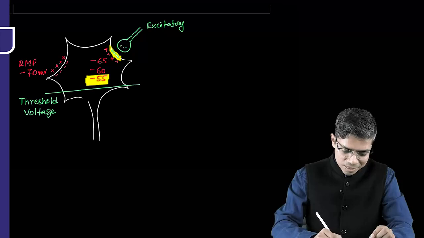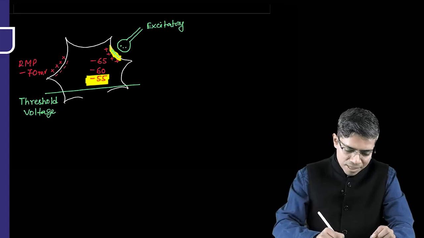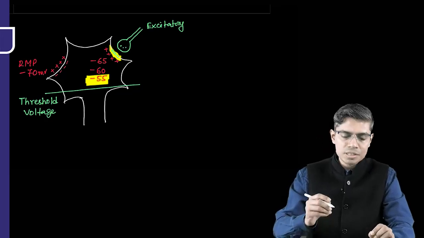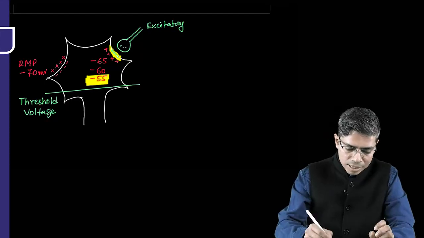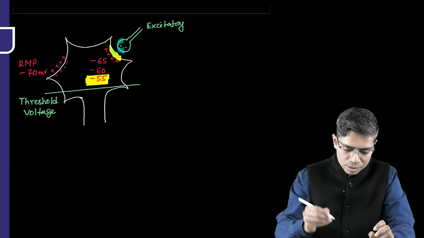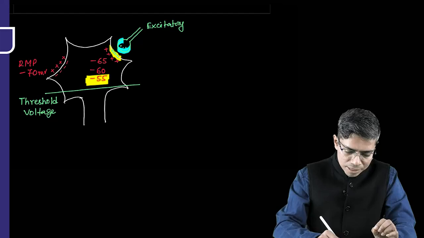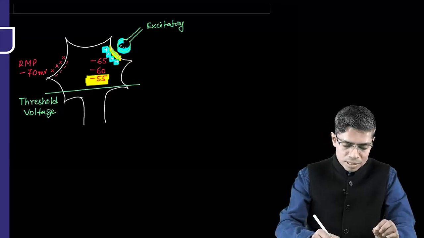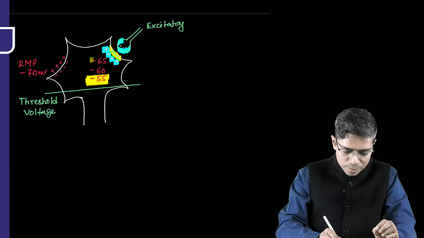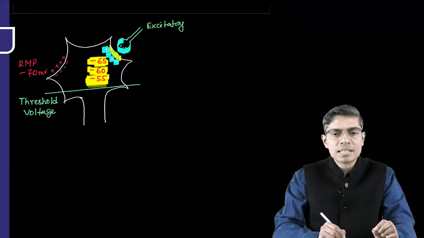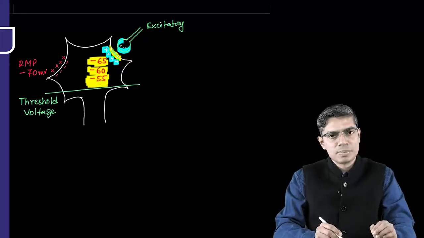Threshold voltage means if you cross this threshold voltage, the action potential is going to be generated. But how? Just look at what I told. Whenever one neuron is giving stimulation on the cell body or dendrites, the postsynaptic membrane will become more and more positive. The membrane voltage will gradually rise from minus 70 towards minus 65, minus 60, maybe minus 55, or maybe more than minus 55, right?